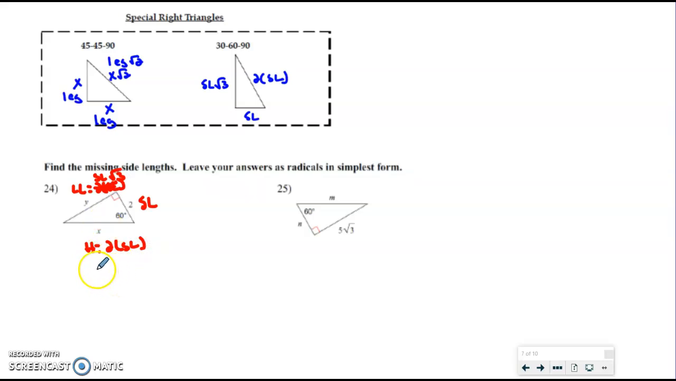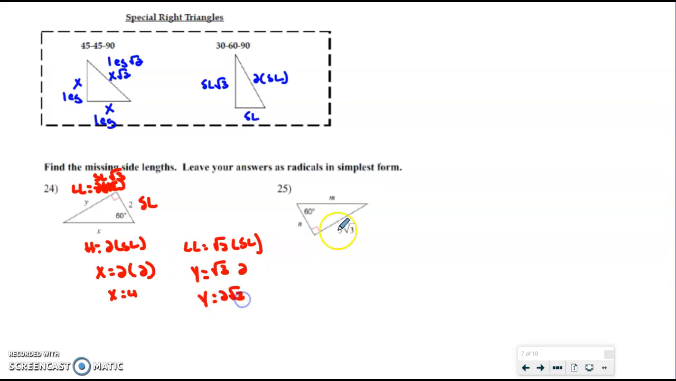So if I look at x, I know that x is going to be 2 times my short leg, which is 2. So I know x is going to be 4. When I look at my long leg, I know it is the square root of 3 times my short leg. Well, my short leg is 2, so my long leg y is 2 square root of 3.